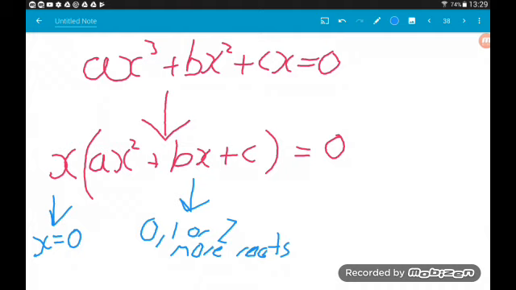So taking out that x, that's a linear factor, which then leaves us with a quadratic factor. Now this quadratic might be factorisable and give us two more distinct roots. It might only give us one more root, or it might give us no real roots. So again, the discriminant is going to come in handy here, and all of our quadratic skills that we've learned up to here. So let's go through some examples.